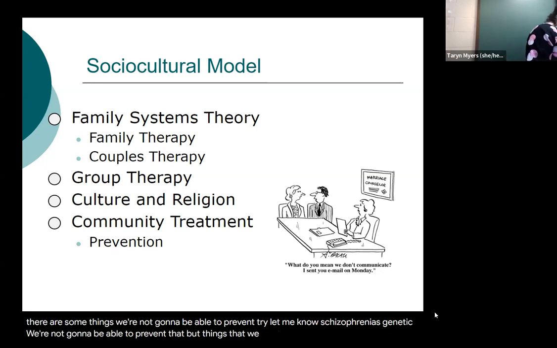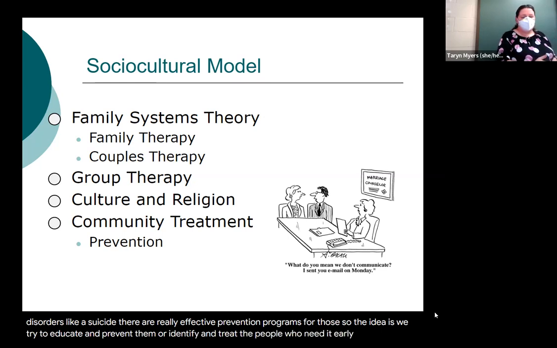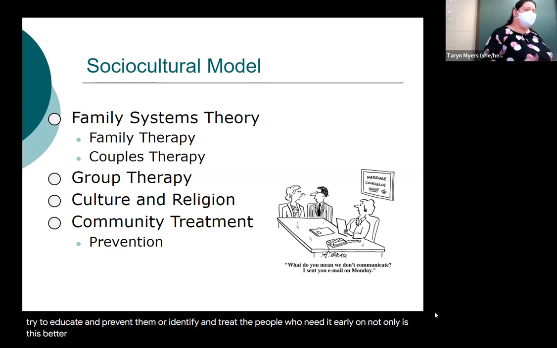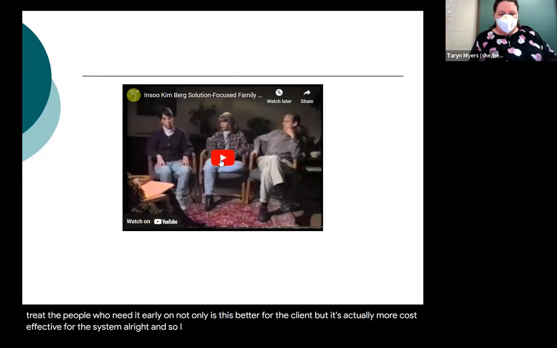But things that we know have social cultural influences, like eating disorders, like suicide, there are really effective prevention programs for those. So the idea is we try to educate and prevent them, or identify and treat the people who will need it early on. Not only is this better for the client, but it's actually more cost effective for the system. All right, and so I have a brief video showing some family therapy here.